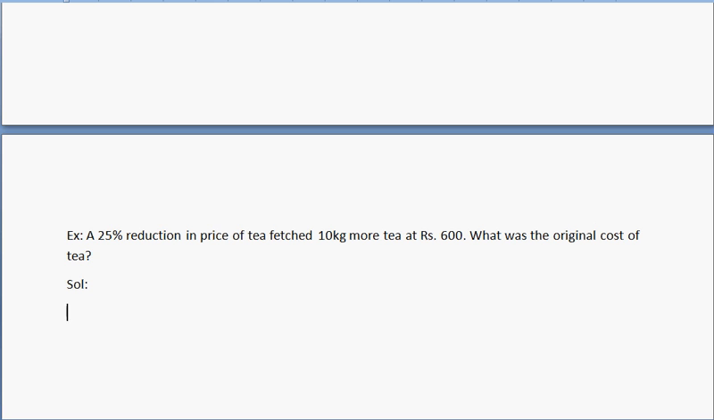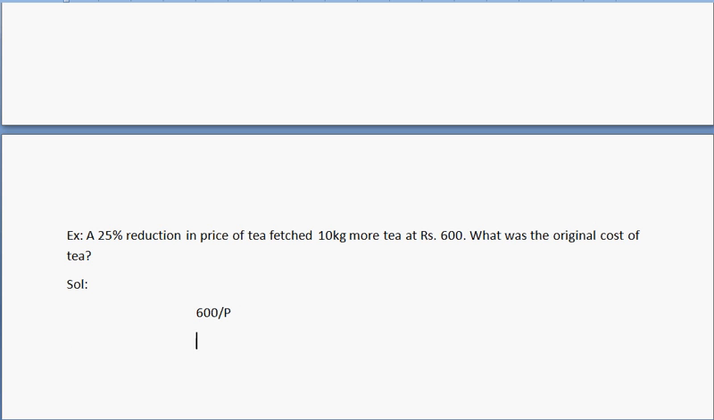So done. Let's see how to do it. We have to find the original cost of tea, which means we have to find the cost per kg. Let that cost price be P, right? Initially we spent 600 rupees and we get certain kgs of tea. So how many kgs would we get? 600 by P would be the amount of tea which we got.